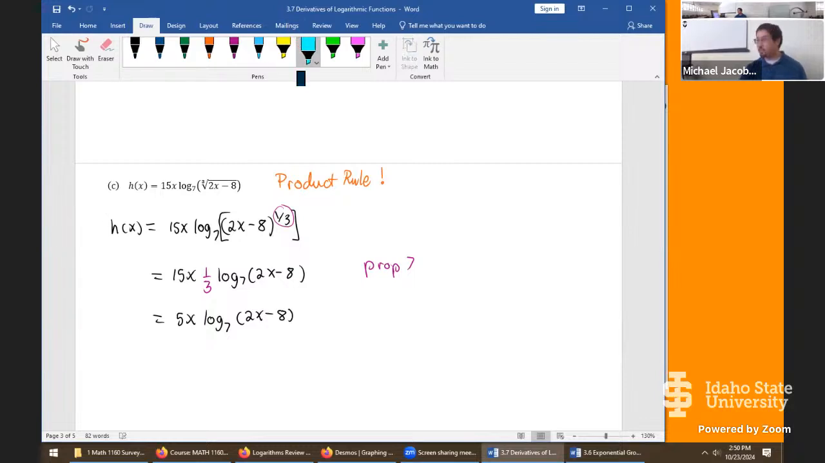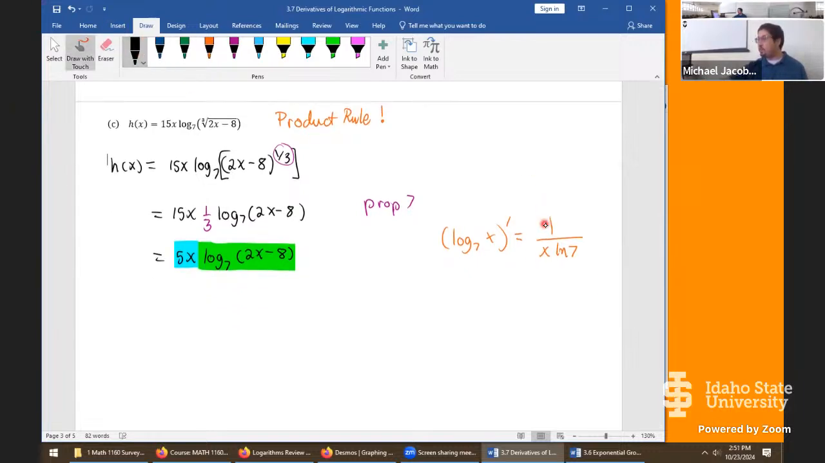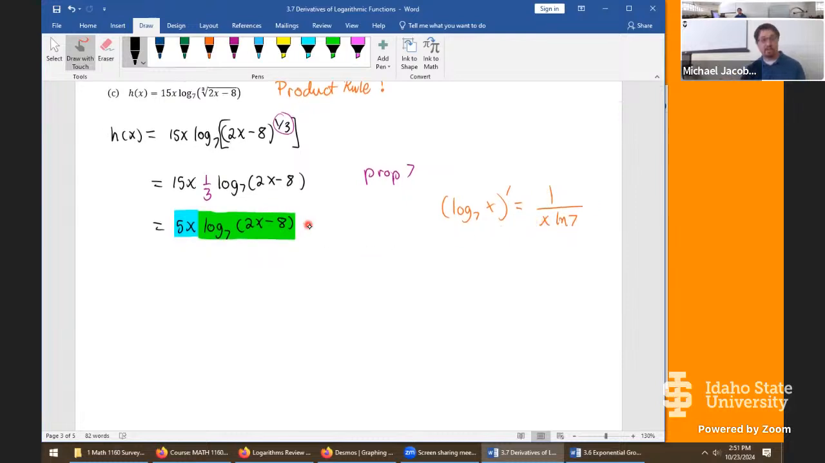Here's where we're going to begin the product rule. There's two factors, 5x, that's going to be our first portion. And the second factor is log base 7 of 2x minus 8. We need the derivative of an arbitrary base logarithm, not the natural log. So it's stated down here. Log base 7 of x is 1 over x times natural logarithm of 7. So now we're about ready to start the product rule process. Any questions so far to this stage?